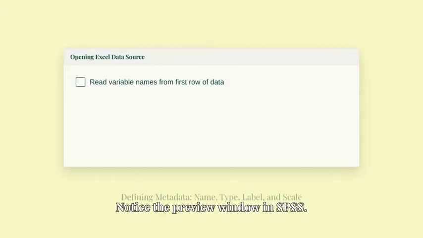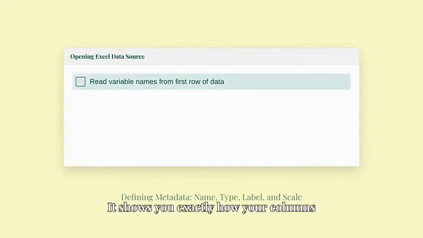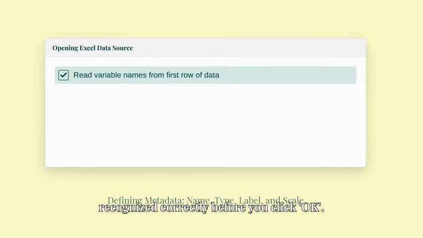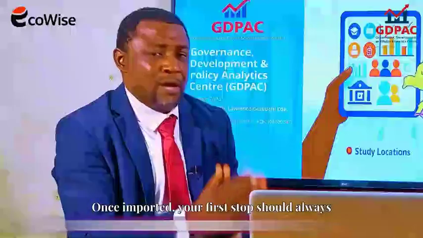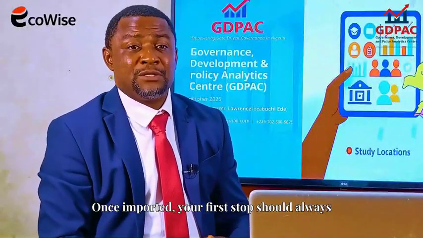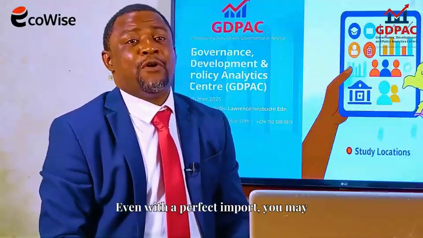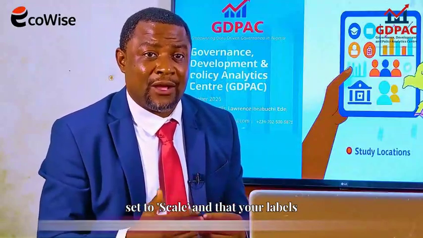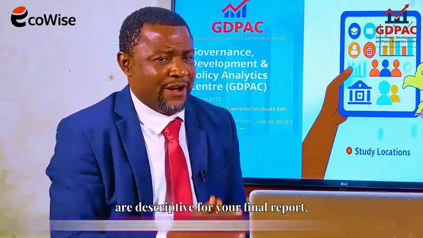Notice the preview window in SPSS. It shows you exactly how your columns will be mapped. Verify that year and GDP are being recognized correctly before you click OK. Once imported, your first stop should always be the variable view tab. Even with a perfect import, you may need to double check that your GDP is set to scale and that your labels are descriptive for your final report.